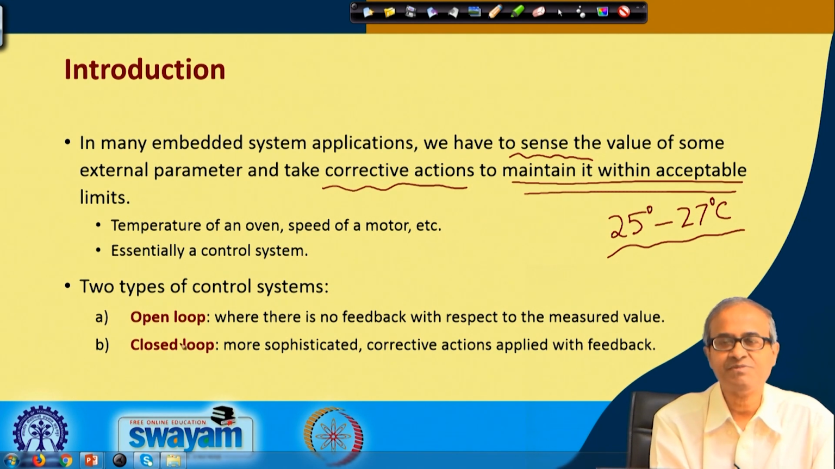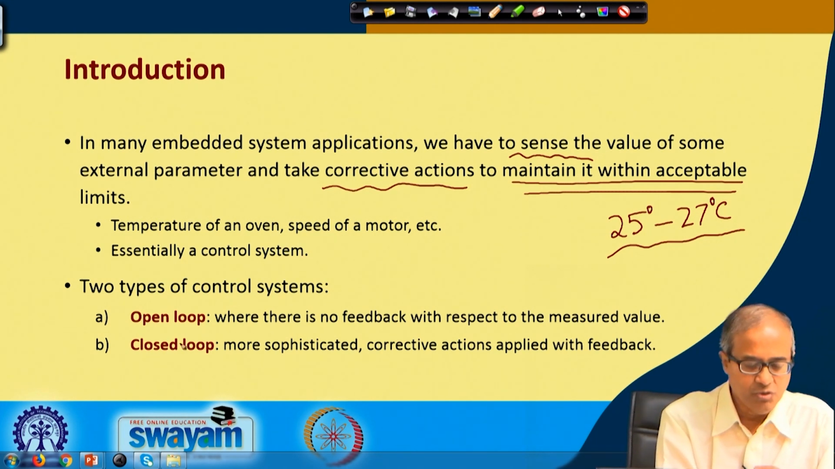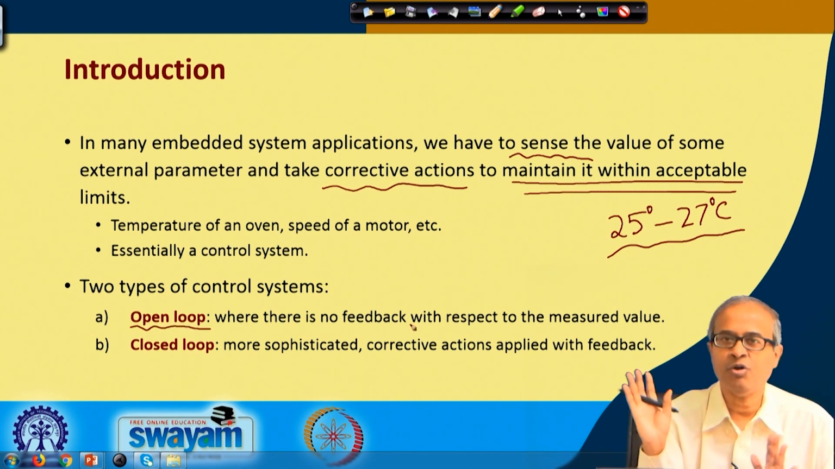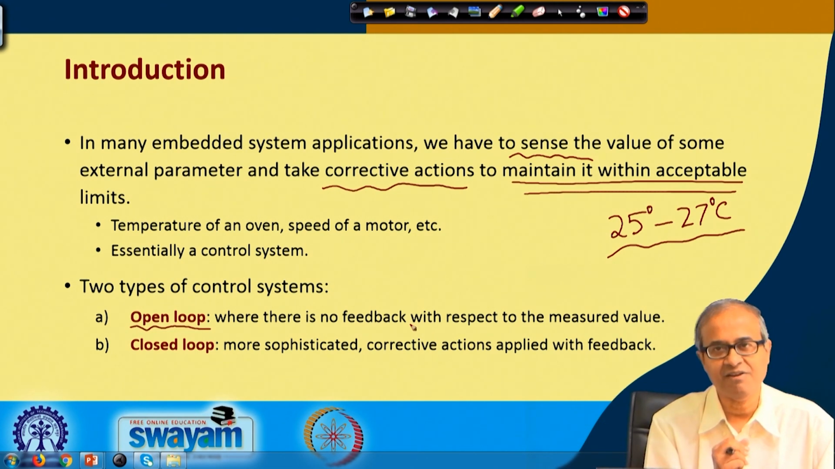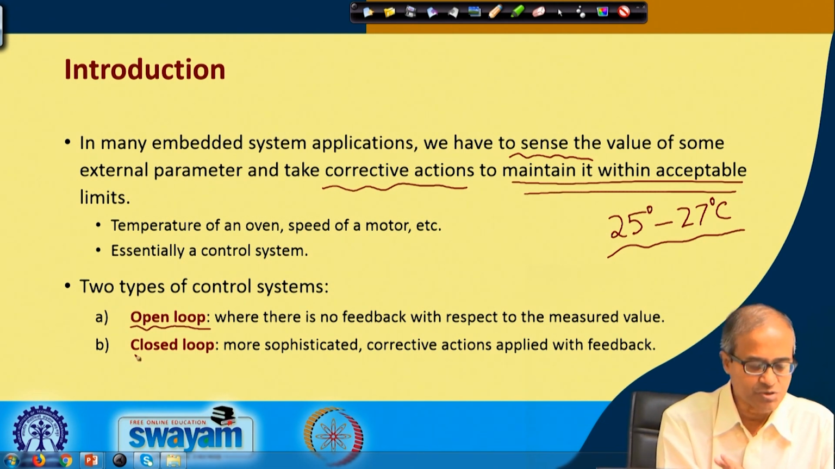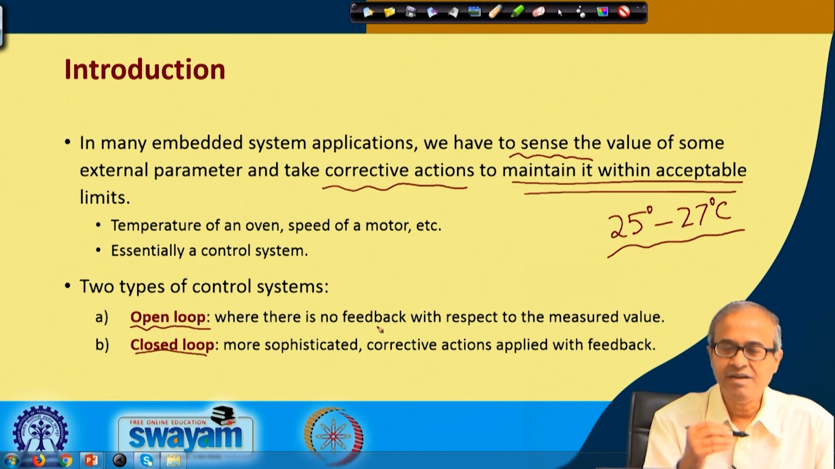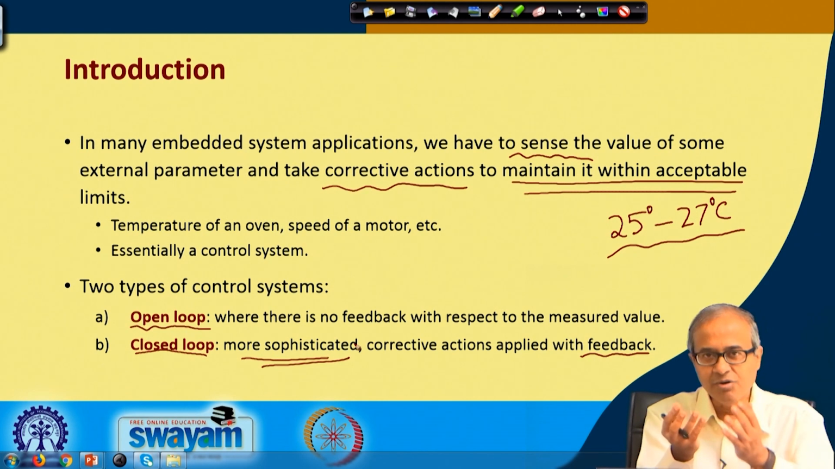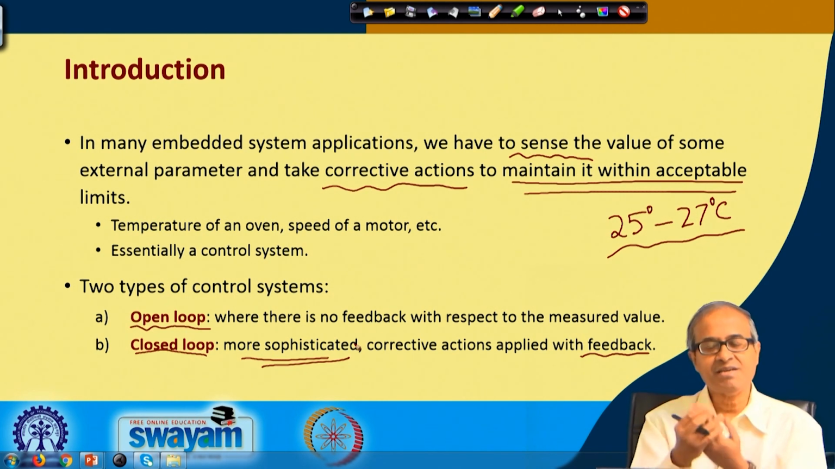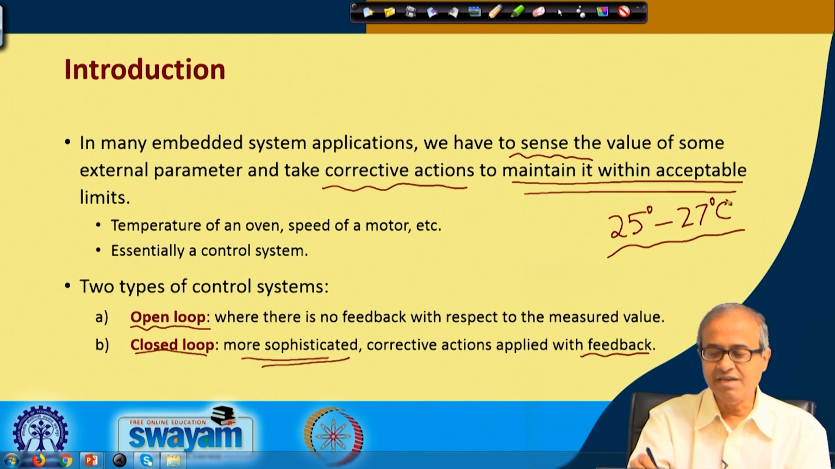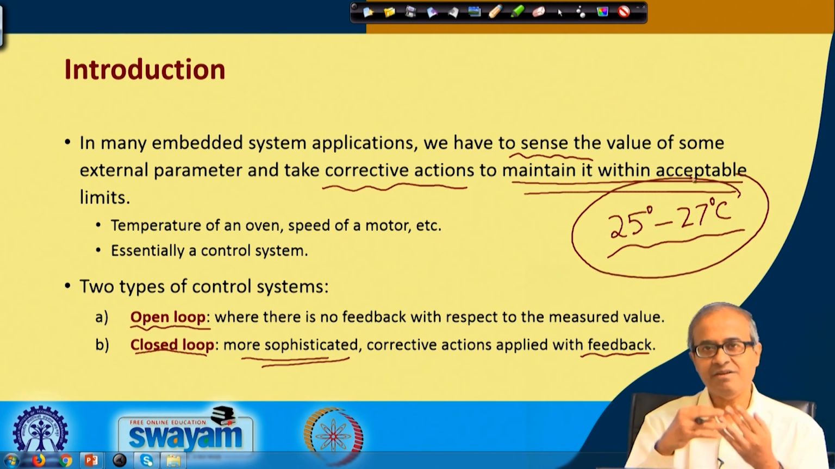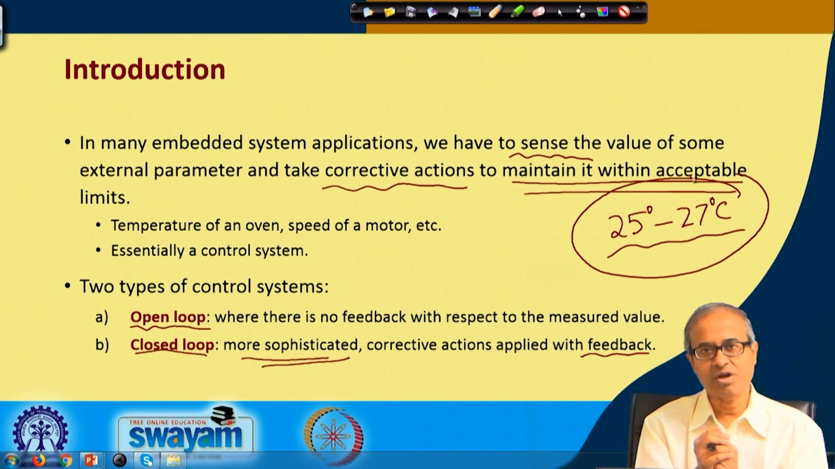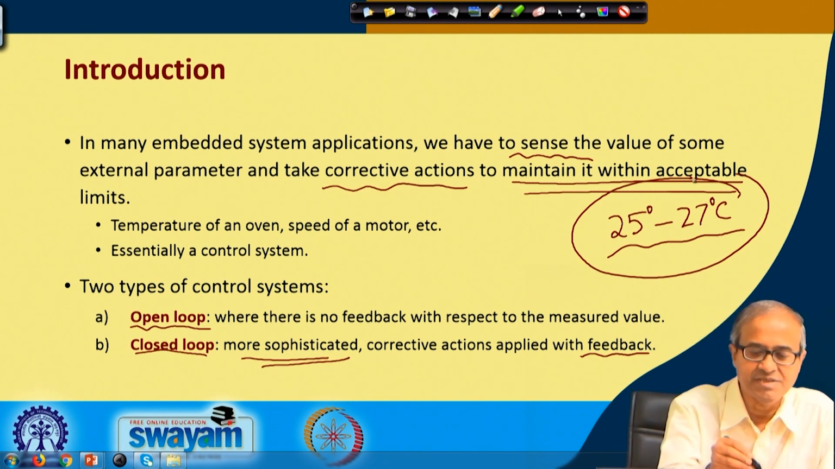Broadly speaking, control systems can be either open loop or closed loop. Open loop means there is no feedback mechanism, you are only turning on or turning off the heater, but you are not reading the value of the temperature. But closed loop says that not only are you controlling, there is also a feedback mechanism. Naturally, this is more sophisticated, because based on the feedback you can send some corrective signal. Let us say here, to maintain the temperature within this range, you have to send the heater control accordingly. This is the basic idea.